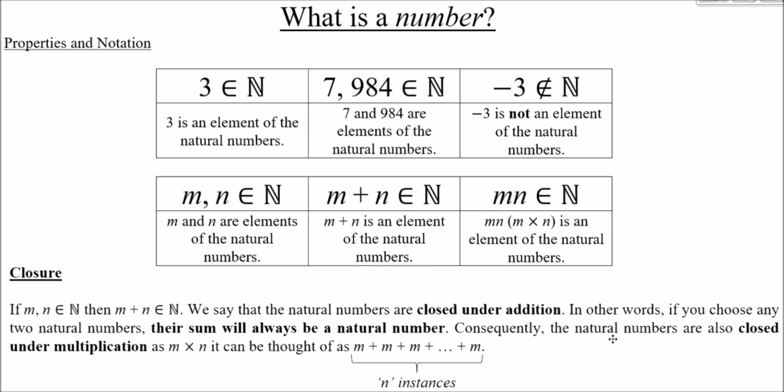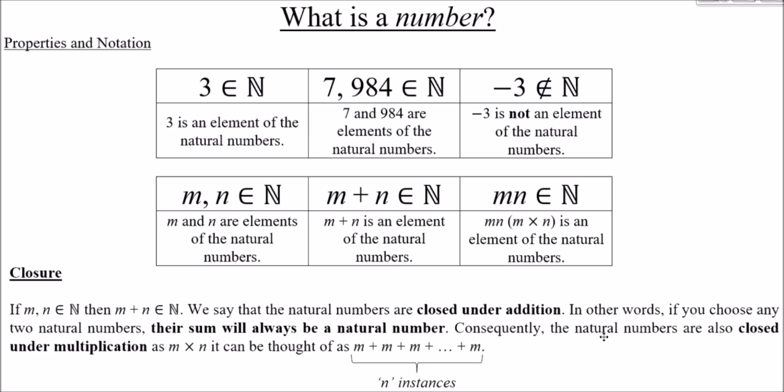Now, we can think of multiplication as repeated addition. So consequently, the natural numbers are also closed under multiplication, because you can always think of m multiplied by n as m added to itself n times. And so the product of two natural numbers will also always be a natural number. And so we have addition and multiplication, which are closed. If we take two natural numbers and either add them together or multiply them, the result will respectively be a natural number.